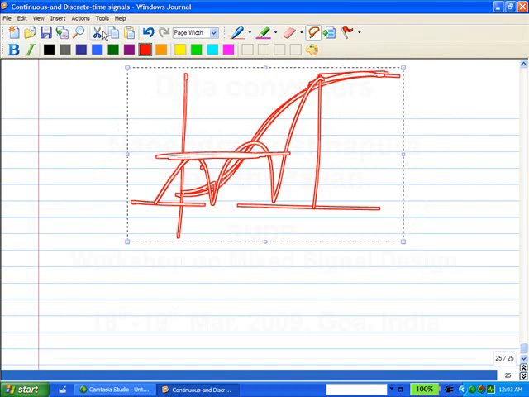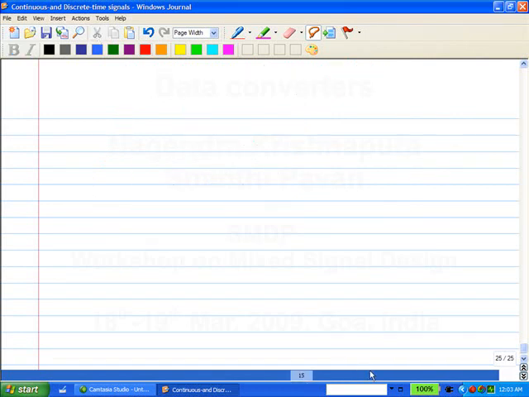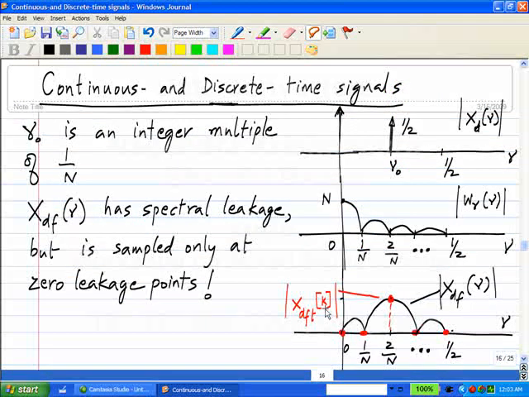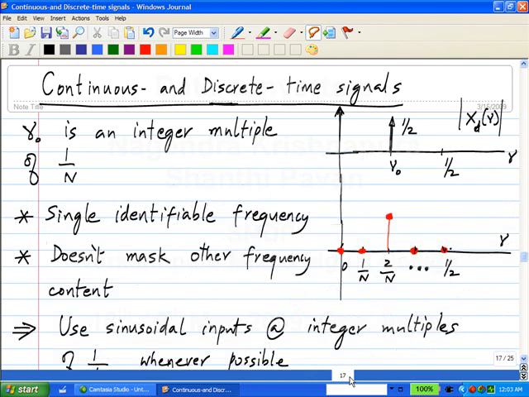Again, there is not much time to go into every detail of it, but to quickly summarize, if you choose nu naught to be an integer multiple of 1 by n, you will get the right answers. So that's why I said, whenever possible, you use sinusoidal inputs at integer multiples of 1 by n. But we still don't know how to deal with unknown frequencies or unknown types of signals, which are not sinusoids.